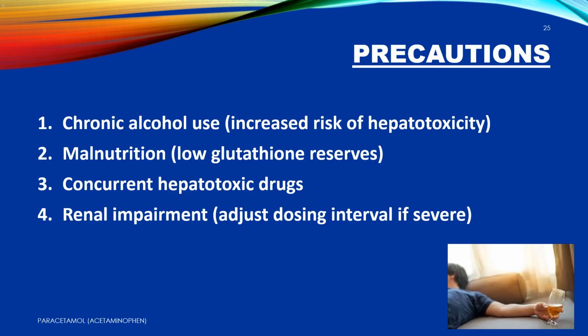2. Malnutrition. Individuals with malnutrition may have low glutathione reserves, making them more susceptible to liver damage from paracetamol, and requiring careful consideration when using the medication. 3. Concurrent hepatotoxic drugs. Taking paracetamol with other hepatotoxic drugs can increase the risk of liver damage, and patients should be monitored closely for signs of liver toxicity. 4. Renal impairment. In patients with severe renal impairment, the dosing interval of paracetamol may need to be adjusted to prevent accumulation and potential toxicity.